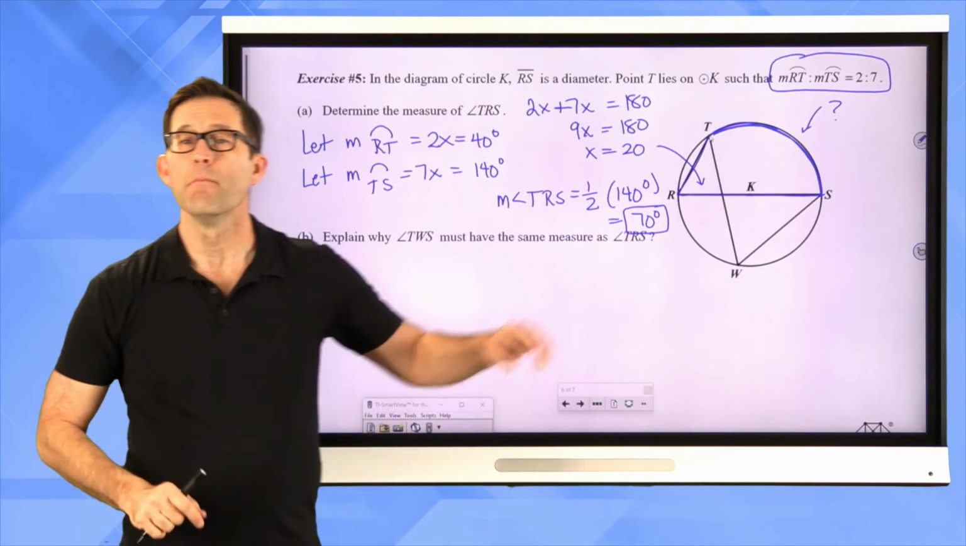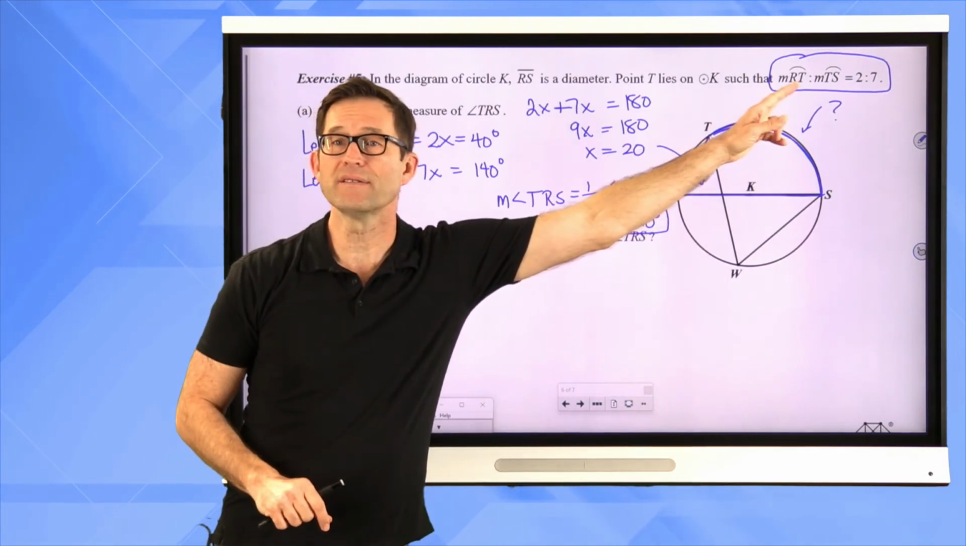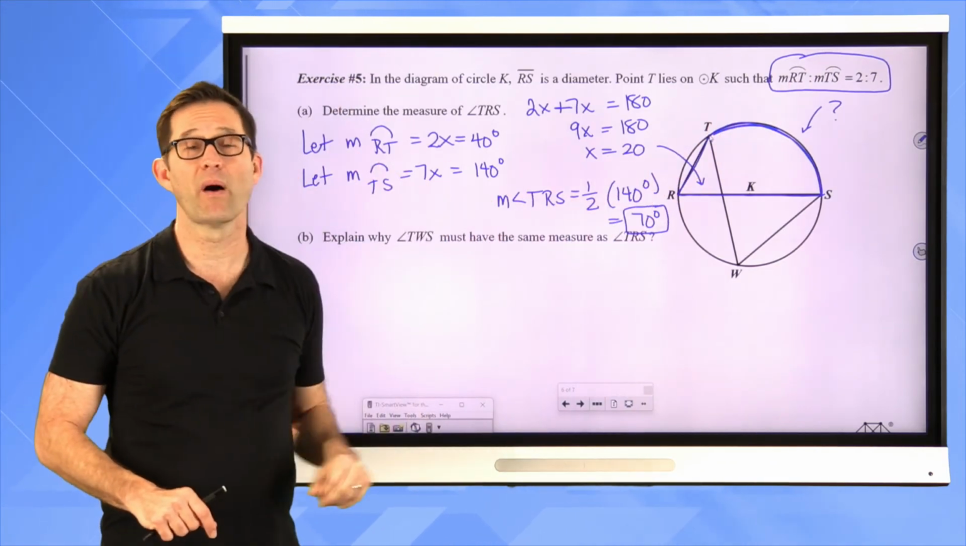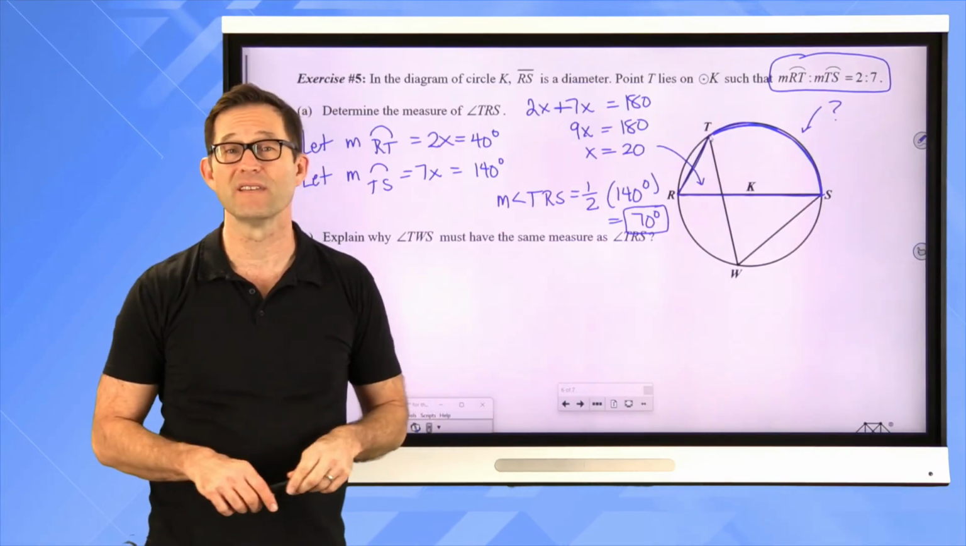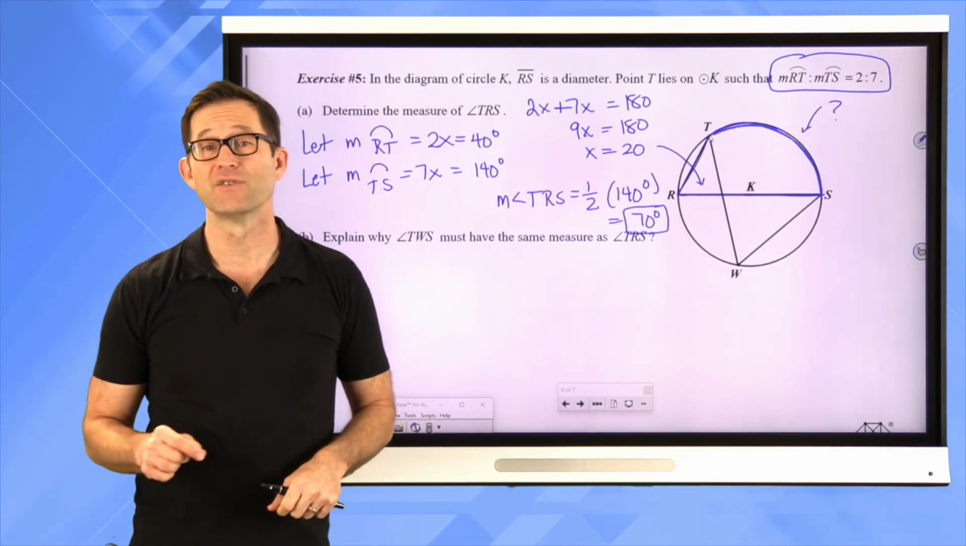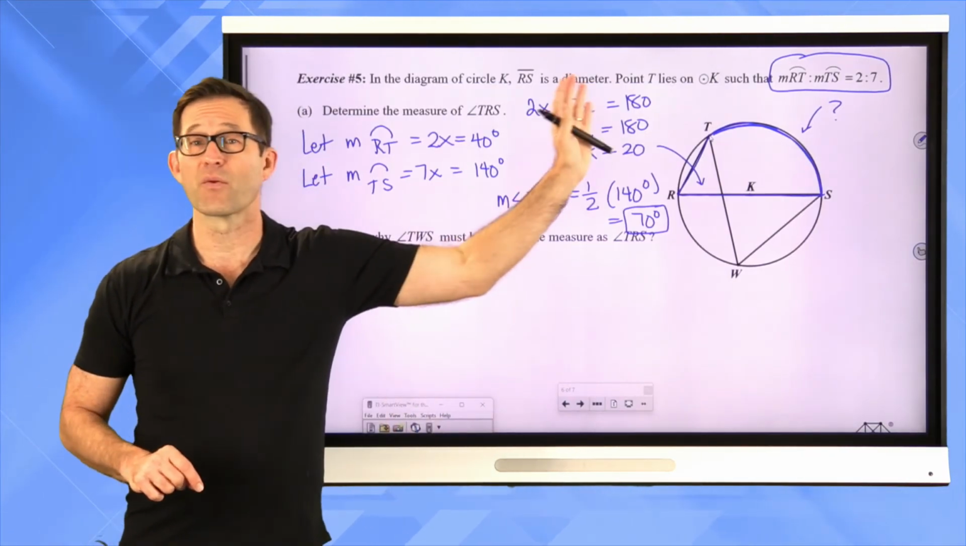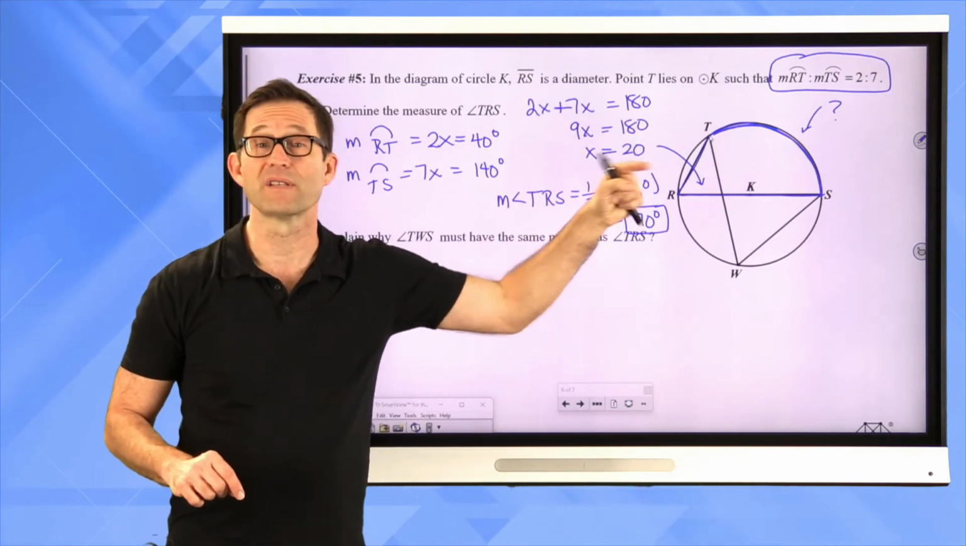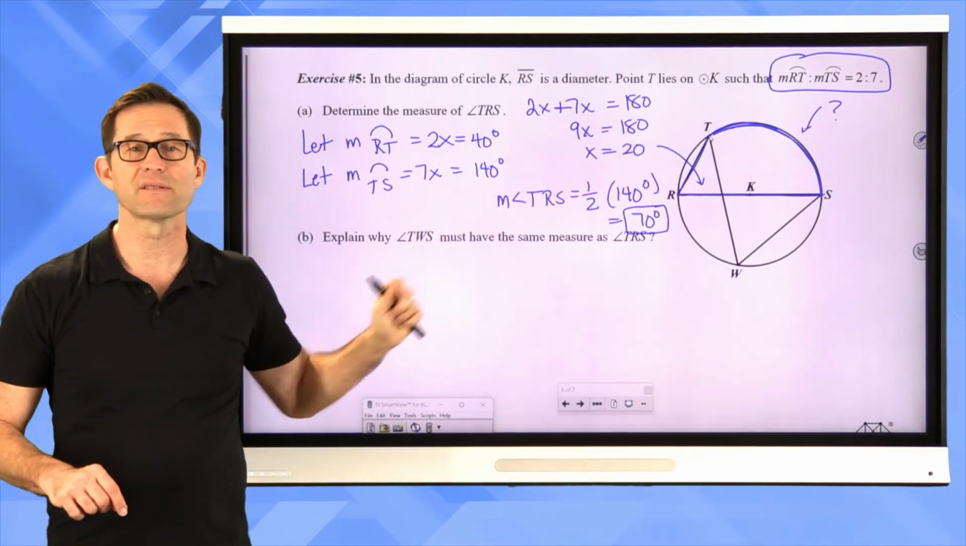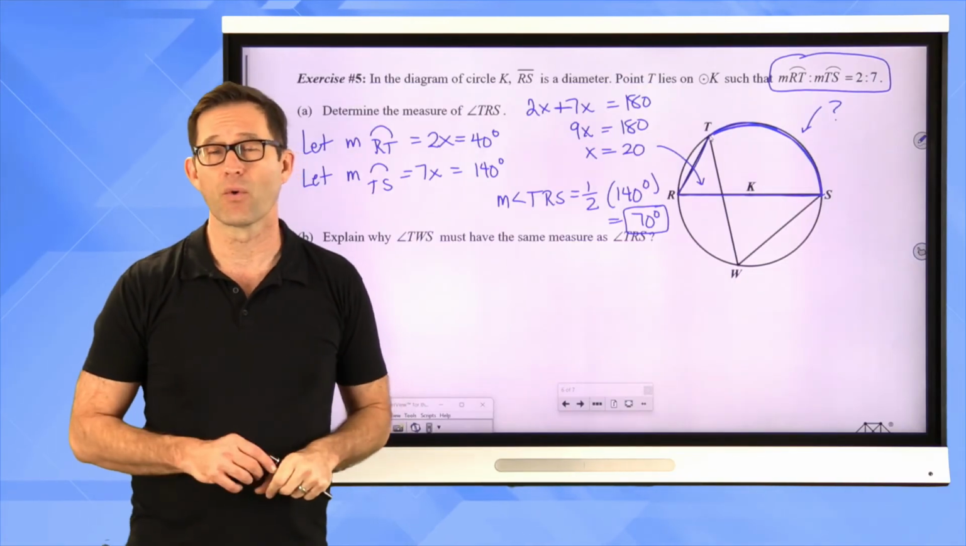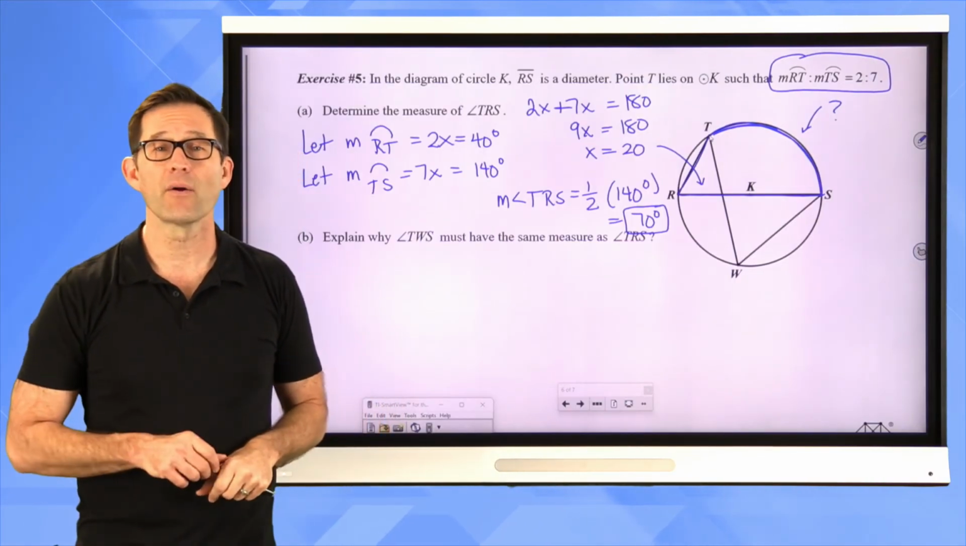And that's it. But this little trick, when I see that ratio, that's going to come up in probably just about every lesson we see from now until the end of this unit. So when you see something like a ratio of 2 to 7 or even a more extended ratio, start slapping some x's on there and see if you can set up an equation that way. Now, final piece, letter B.